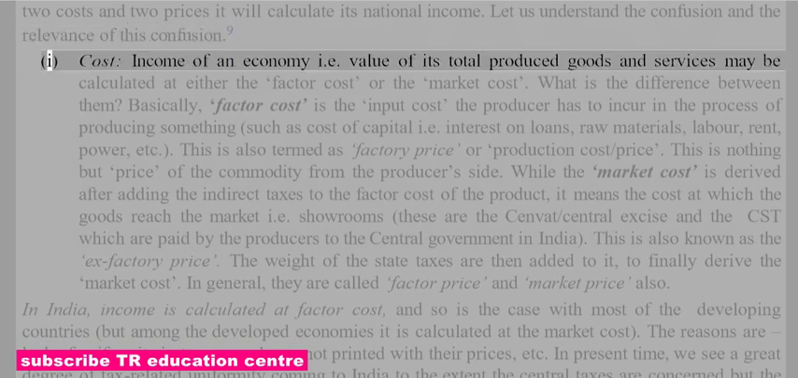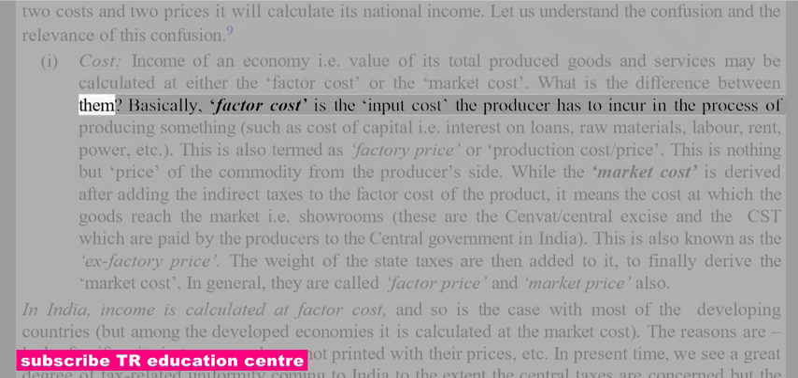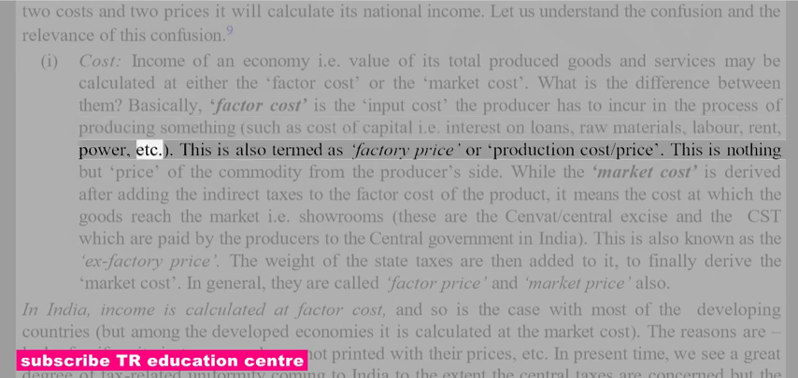I. Cost. The income of an economy, i.e., the value of its total produced goods and services, may be calculated at either the factor cost or the market cost. What is the difference between them? Basically, factor cost is the input cost the producer has to incur in the process of producing something, such as cost of capital, i.e., interest on loans, raw materials, labor, rent, power, etc. This is also termed as factory price or production cost price.